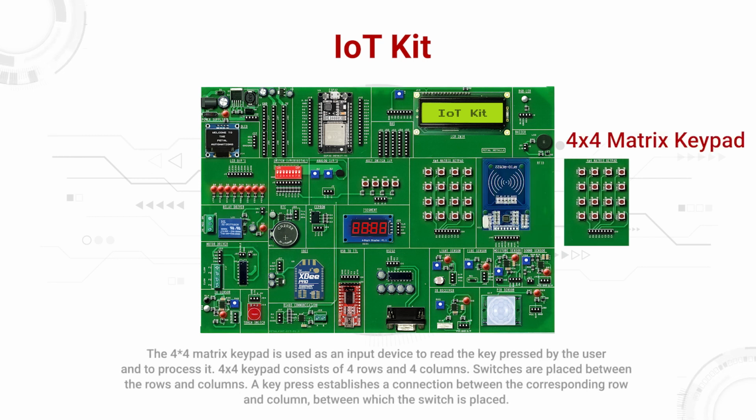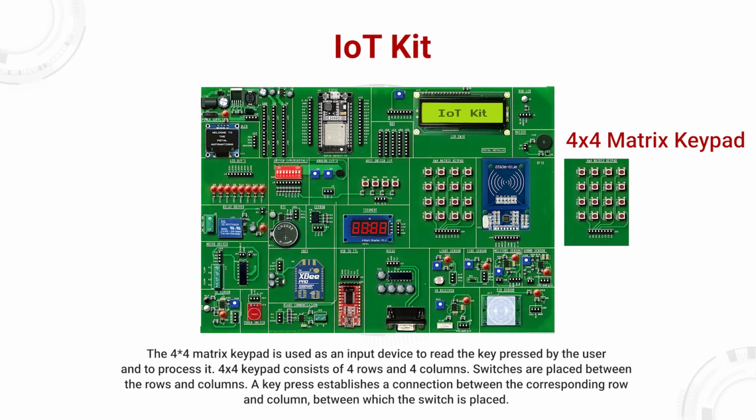The 4x4 matrix keypad is used as an input device to read the key pressed by the user and to process it. The 4x4 keypad consists of 4 rows and 4 columns. Switches are placed between the rows and columns. A key press establishes a connection between the corresponding row and column, between which the switch is placed.